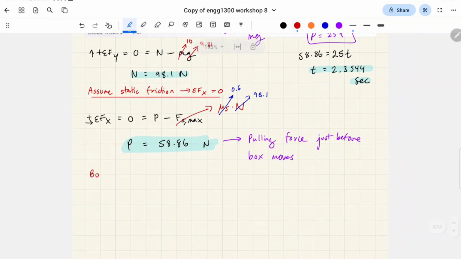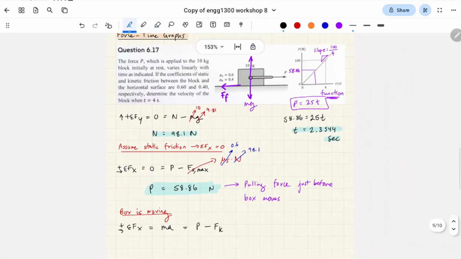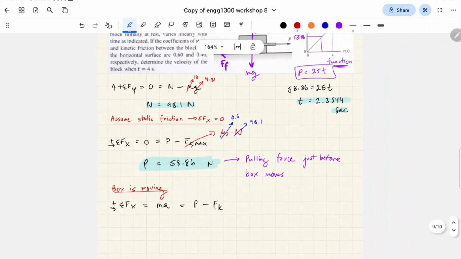Okay, so now the box is moving. And so we can take the sum of the horizontal forces again, and that's equal to ma. On this diagram, P is in the positive direction, so we do P minus Fk. Ff is what I denote as friction force, but since we're moving it now we're looking at Fk. And that ma part just means whatever driving force is going to the right as a result of these other forces. Solve for Fk.